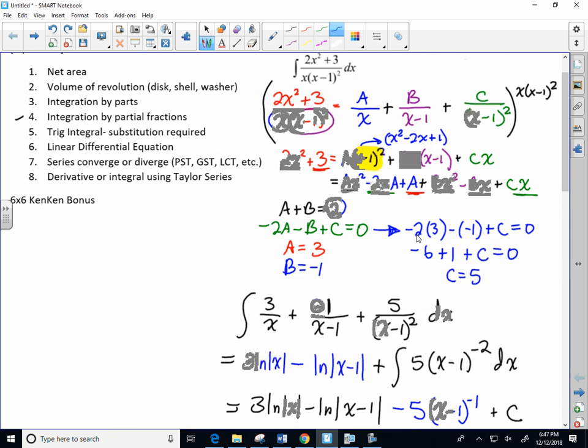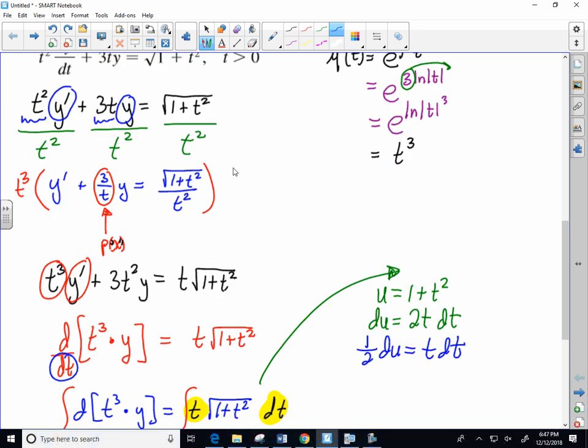All right, I'll come back to that if you're still writing. But I wanted to get a derivative or integral using a Taylor series real quick.